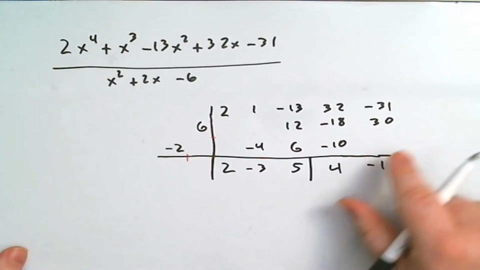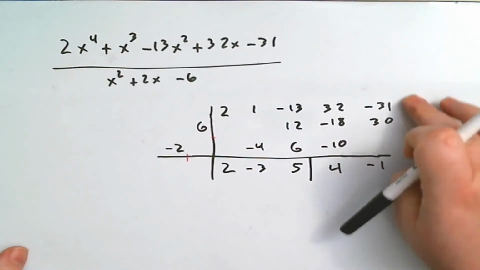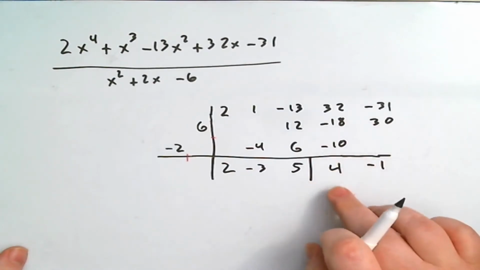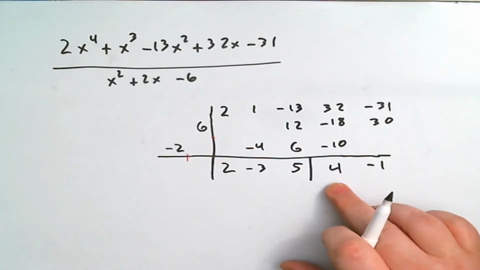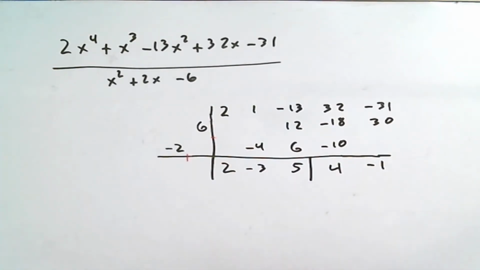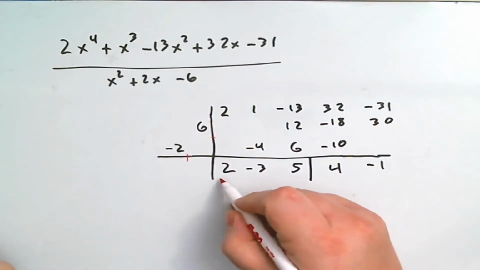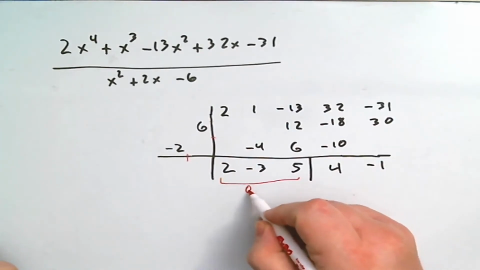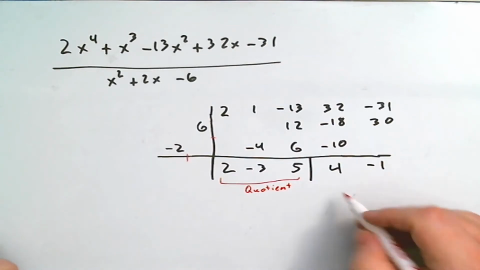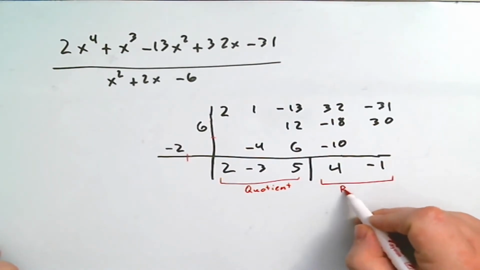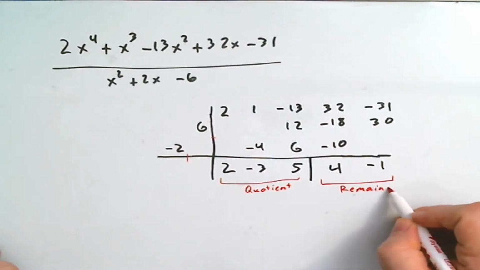Okay, so notice we stop when we have reached the last column. We don't multiply by the 4 because that puts us into another column. And this 4 is actually part of our remainder. Okay, so just as before, these are the coefficients of our quotient, right? Just like with our linear division. And this is the coefficients of our remainder.